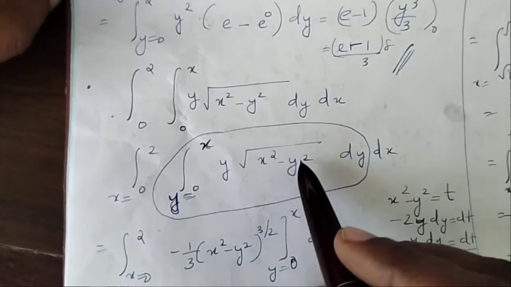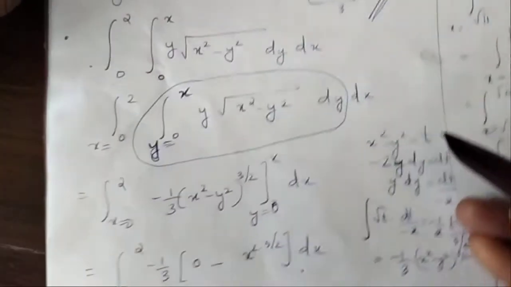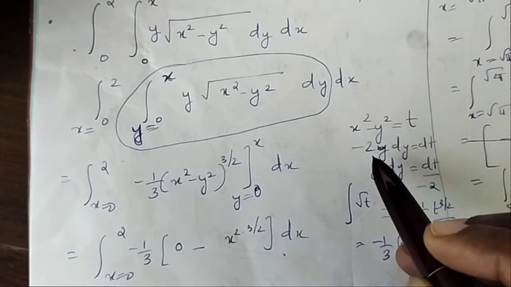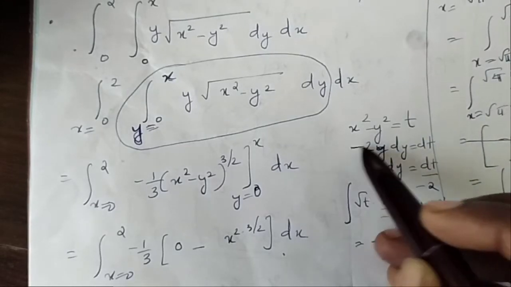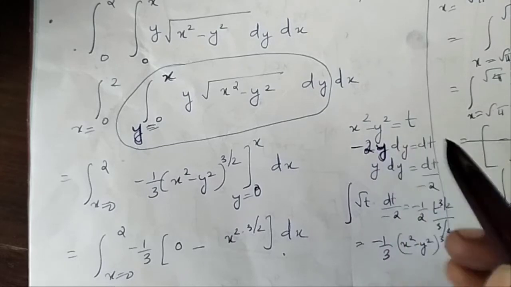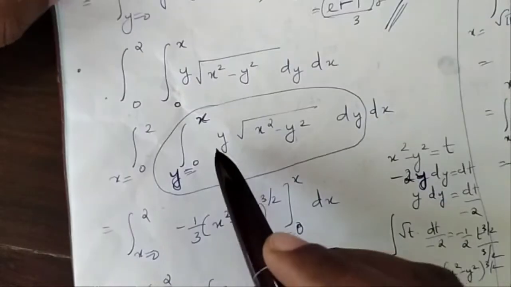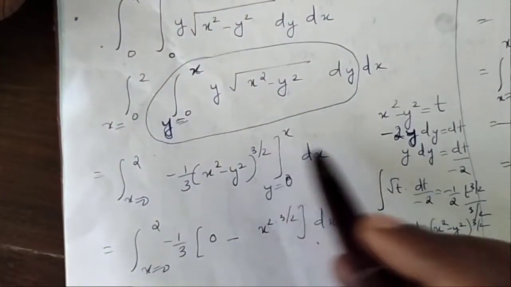So we can substitute the term inside the square root, x square minus y square, as some t. So what is its derivative with respect to y? To change the variable, it is minus 2y dy. So minus 2y dy is dt. So y dy is dt by minus 2, and we have y dy here. Okay, so we can substitute here.